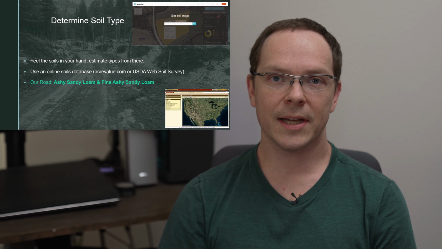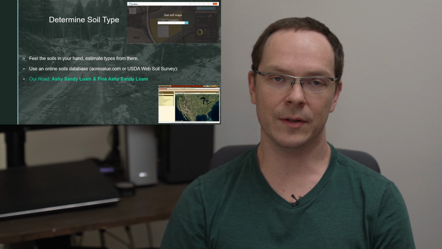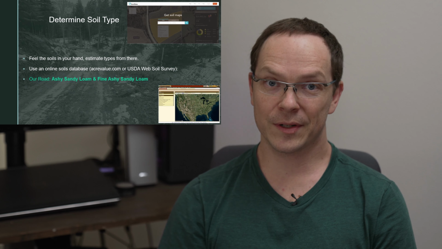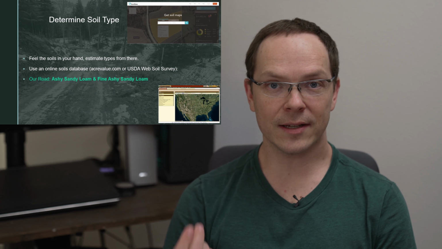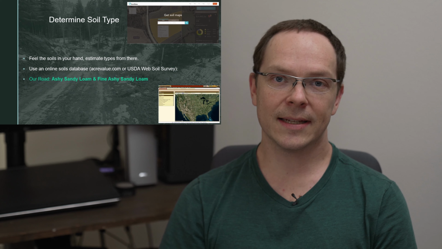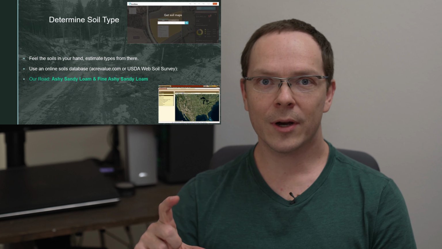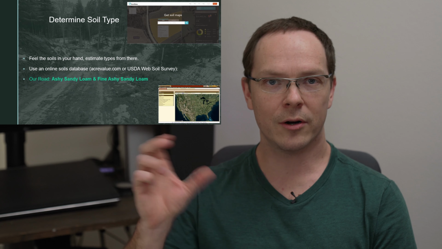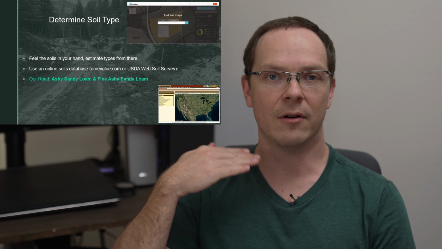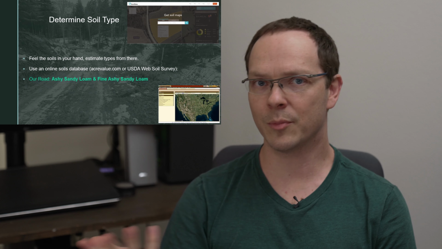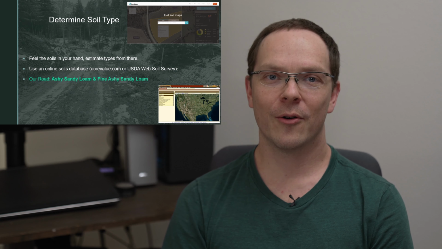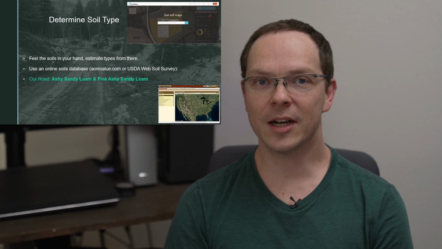For finding your soil type, there's a couple different ways you can do it. The first, quickest, and easiest is to just feel that soil in your hand and estimate the soil type from there. There's the gardening way where you can put some soil in a jar with some water and shake it up, and you can look at the different layers of sand, silt, and clay, and you can probably go find a video on that. Or you can use an online soils database.